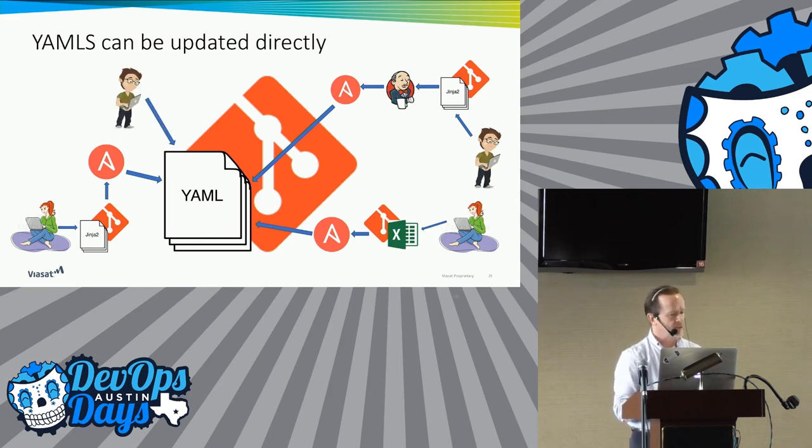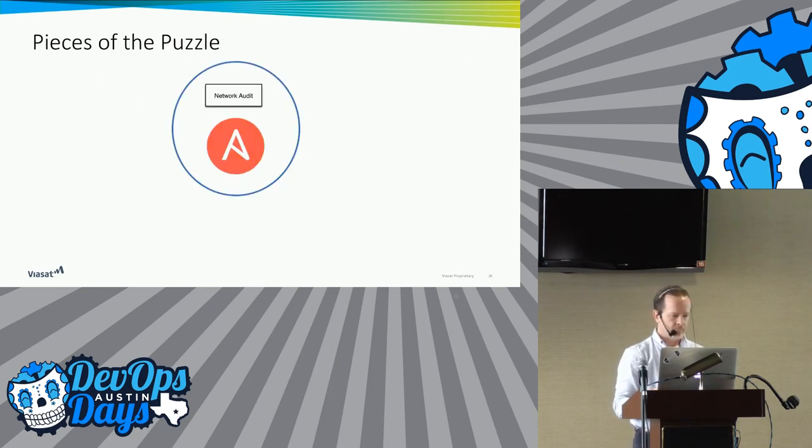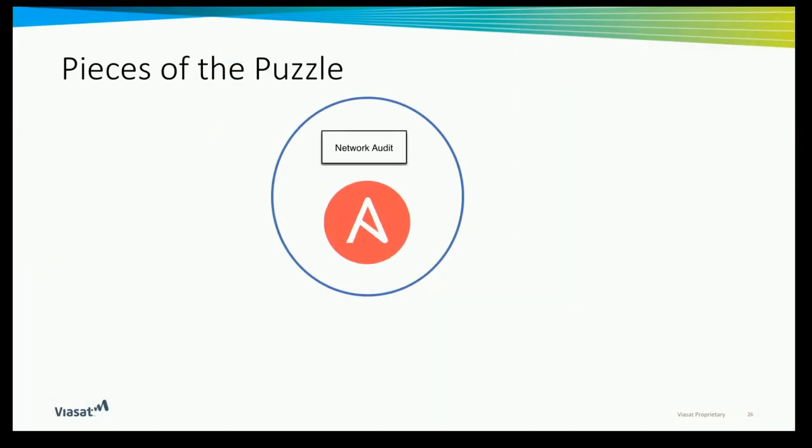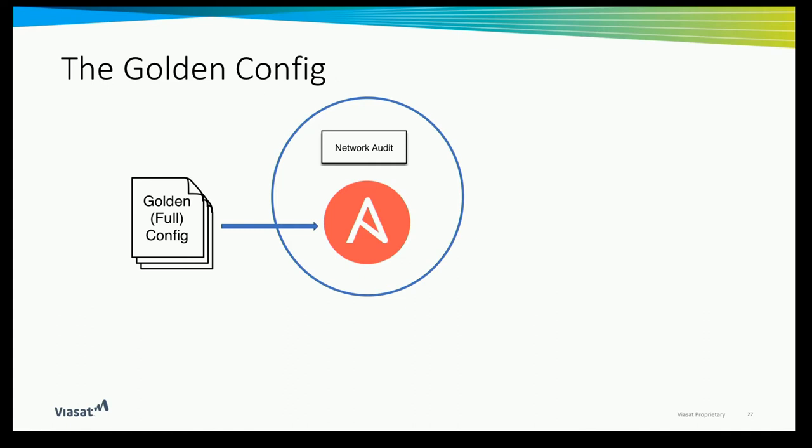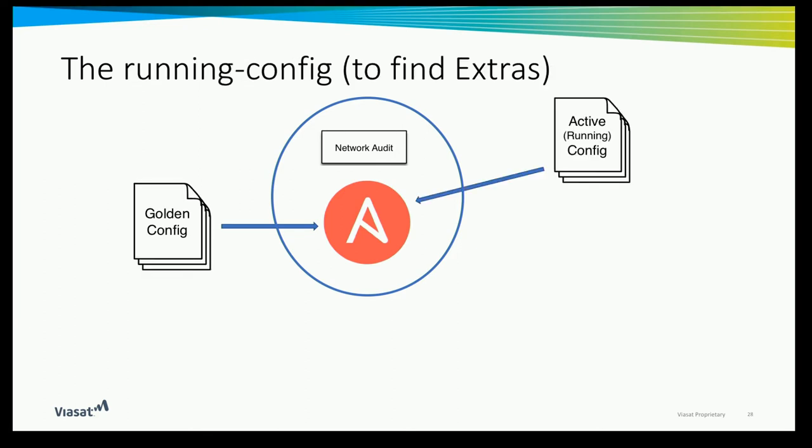And then lastly, the engineer can go and update that YAML document directly. So to put it all together, our network audit is based on, like I said, an Ansible playbook. And the playbook is written to go out and first generate that golden configuration. And then from the device, it has to pull out several pieces of relevant data that we need.